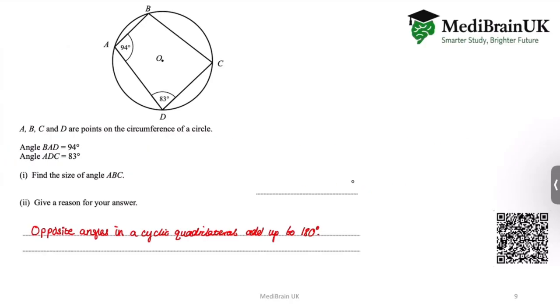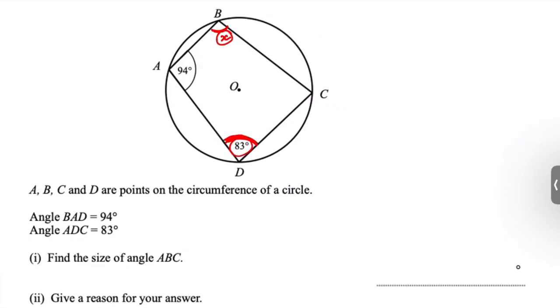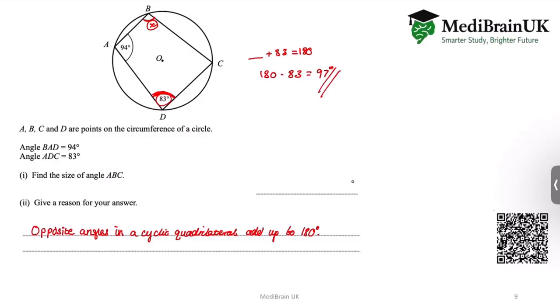Okay, now it says find the size of the angle ABC. That's this angle over here. Now that's x. We know that this one is 83 degrees. Now because this angle is 83 degrees, we know that this one and this one together must make 180 degrees. Okay, so something added to 83 must give you 180. So you do 180 subtract 83, and 180 subtract 83 gives you an answer of 97. Okay, so your answer is going to be 97 degrees.